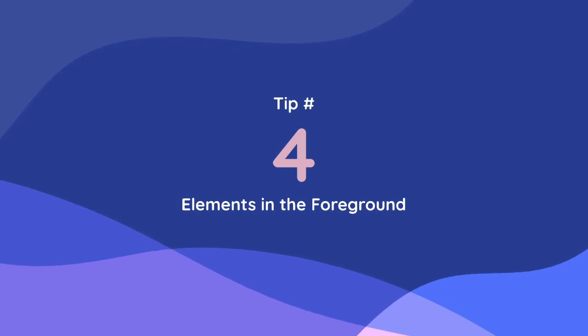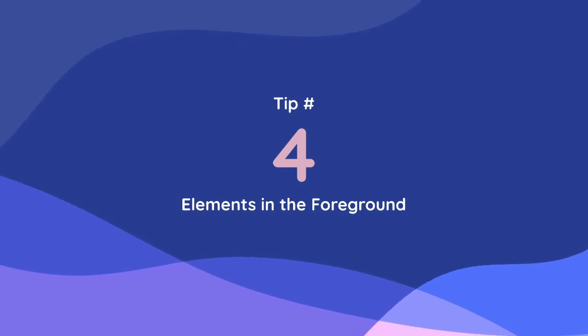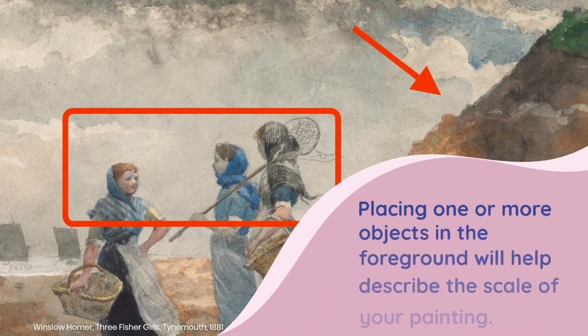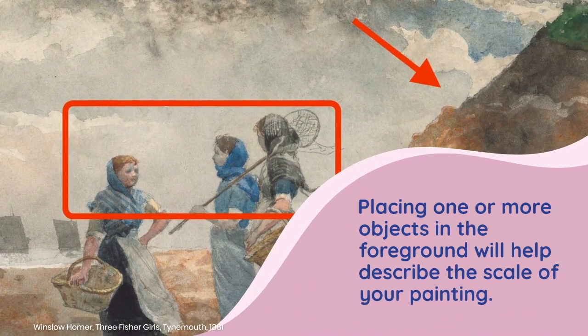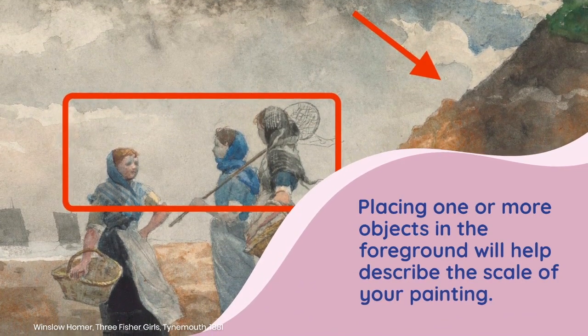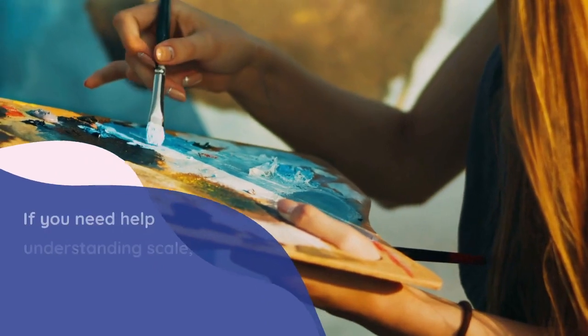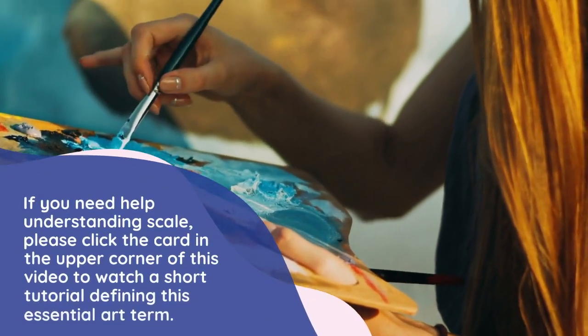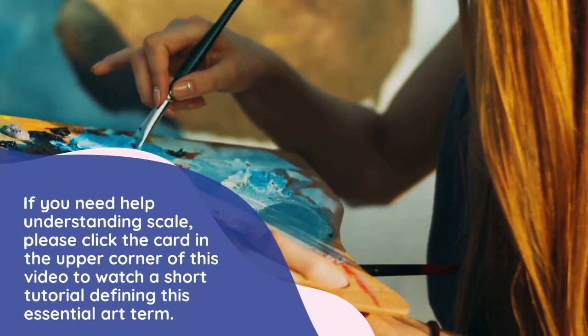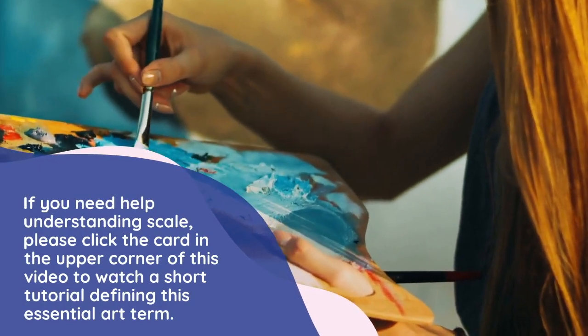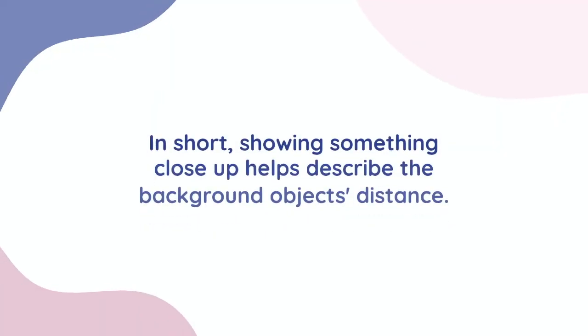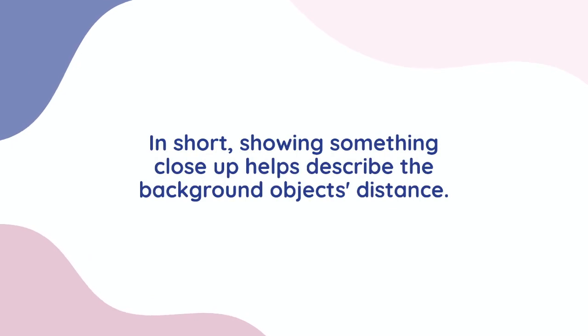Tip number 4 is elements in the foreground. Placing one or more objects in the foreground will help describe the scale of your painting. If you need help understanding scale, please click the card in the upper corner of this video to watch a short tutorial defining this essential art term. In short, showing something close up helps describe the background object's distance.